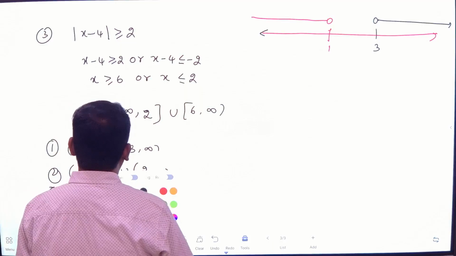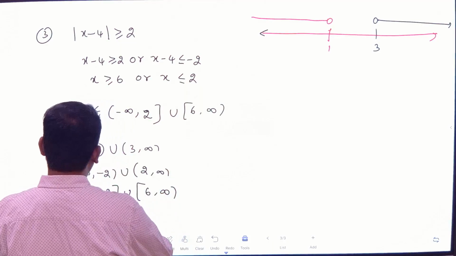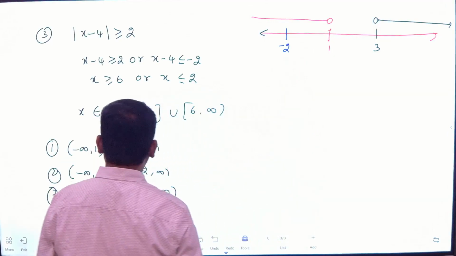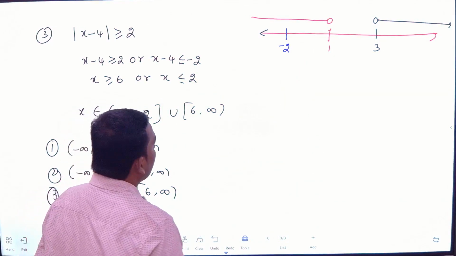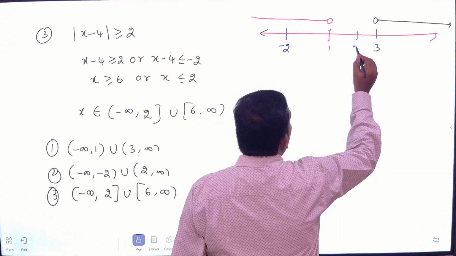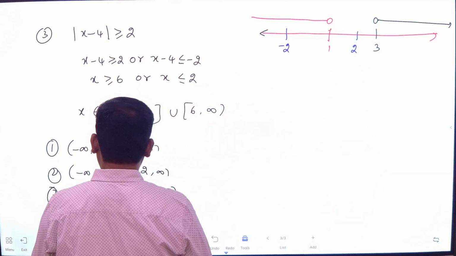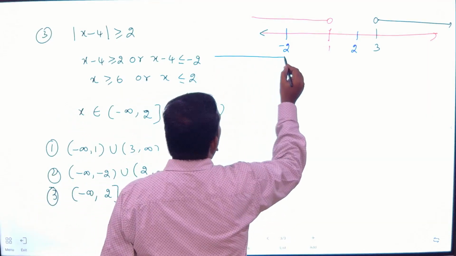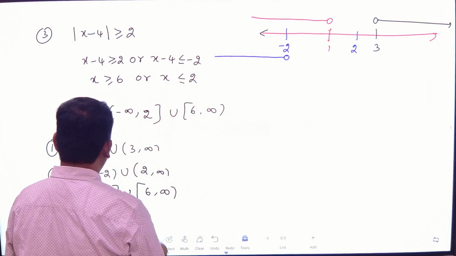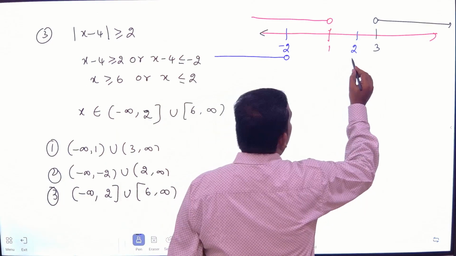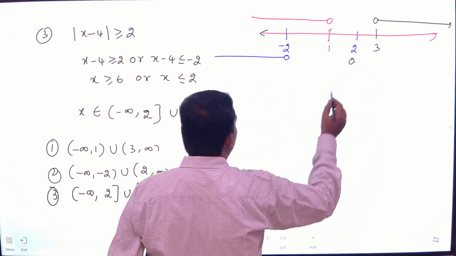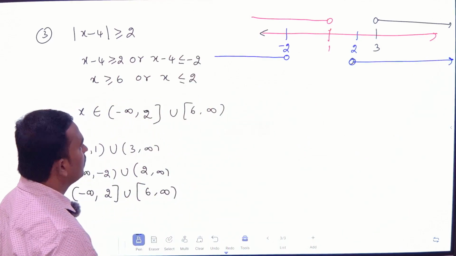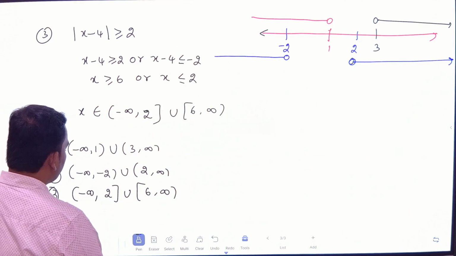Okay, next one is what? Minus infinity to minus 2. Let's take here minus 2. And then 2 to infinity. Let's take here 2. Okay, minus infinity to minus 2. Let's take this one. And then 2 to infinity. This one, right? Let me take the third set.